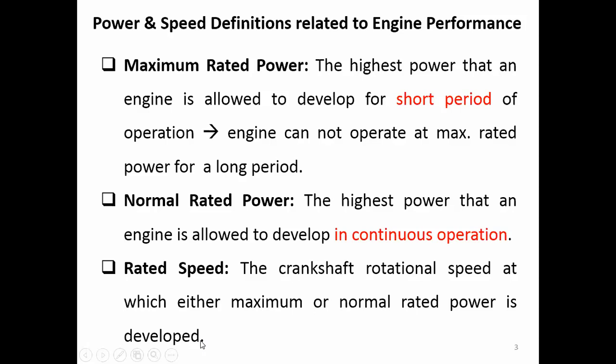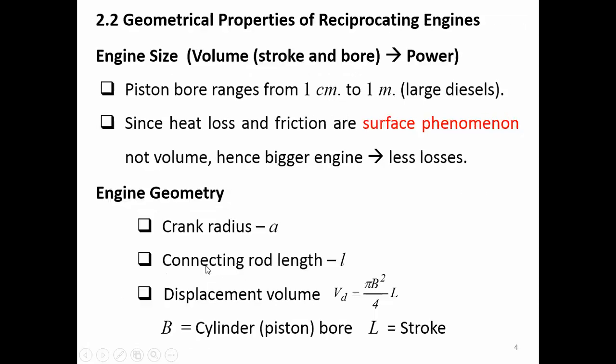So when you talk about rated speed, it refers to either the speed where the engine provides maximum rated power or the speed where the engine provides the normal rated power. That's the reason why they put the word rated before the speed, not just speed. Okay. So that is the source where the engine performance comes from. It comes from the user requirements.